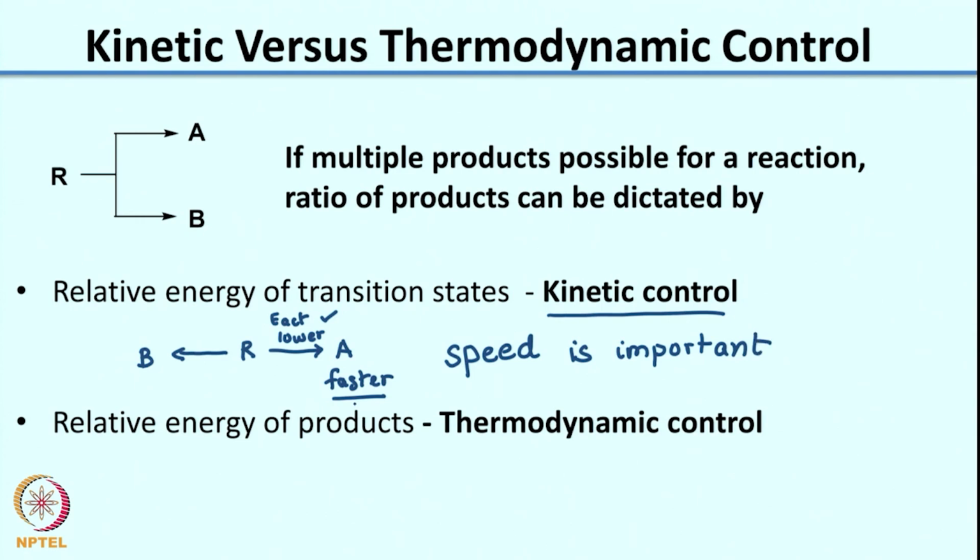The other possibility is the relative energies of the products. If I have R going to A and R going to B, now let us say that B is actually more stable than A. In this case, we are not looking at the energy of activation, all we are looking at is the stability. Where the stability decides which is the major product, we say that the reaction is under thermodynamic control.